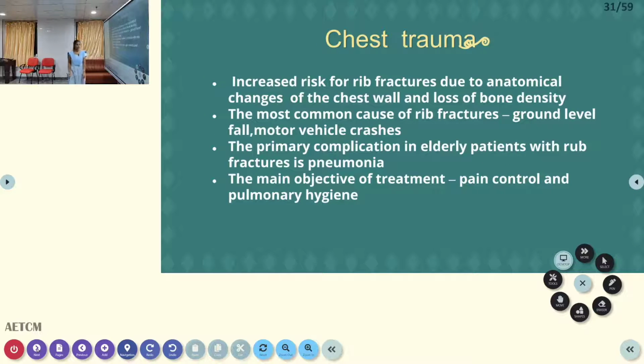In chest trauma, there is increased risk for rib fractures due to the anatomic changes of the chest wall and the loss of bone density. The most common mechanism for rib fracture is ground level falls or motor vehicle crashes. The main objective in the treatment is to control the pain and provide pulmonary hygiene.